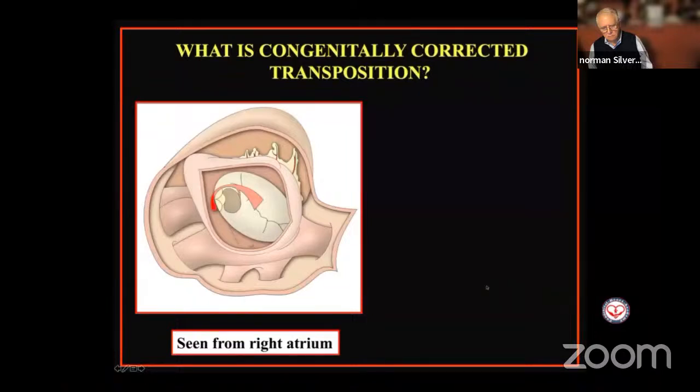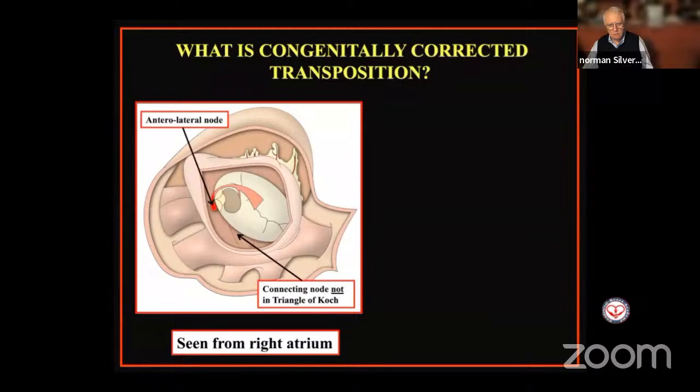So if we look at a typical example of left-handed topology, usual atrial arrangement, this is how the surgeon would see the situation looking through the right atrium. The key point: the connecting node is no longer going to be in the triangle of Koch. Instead, it is located anterolaterally and beneath the mouth of the morphologically right atrial appendage.